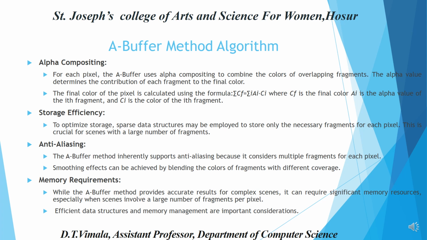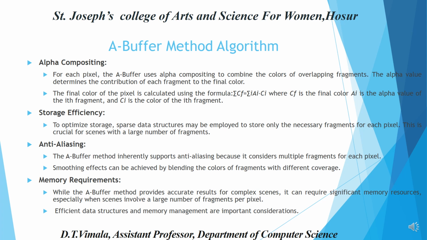Alpha compositing. For each pixel, the A buffer uses alpha compositing to combine the colors of overlapping fragments. The alpha value determines the contribution of each fragment to the final color. The final color of the pixel is calculated using this formula. Storage efficiency. To optimize storage, a sparse data structure must be employed to store only the necessary fragments of each pixel. This is crucial for scenes with a large number of fragments.